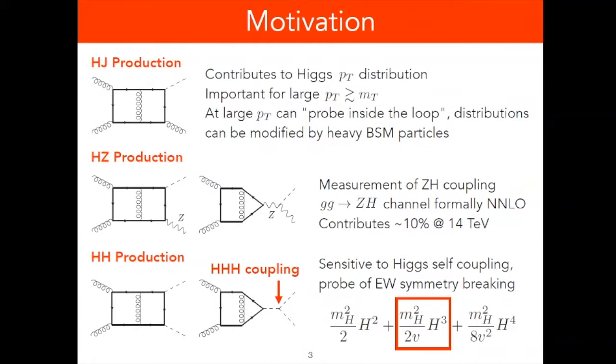And also double Higgs production, which is sensitive to the Higgs self-coupling, which is not very well constrained by the LHC at the moment. And this is very important for us to understand, because it's a probe of the electroweak symmetry breaking. So in the standard model, this coupling is predicted in terms of very well-known parameters, that's the Higgs and the Z masses. And it's important that we measure this and understand exactly what we should expect from this channel, so that we can see whether the standard model is correct.